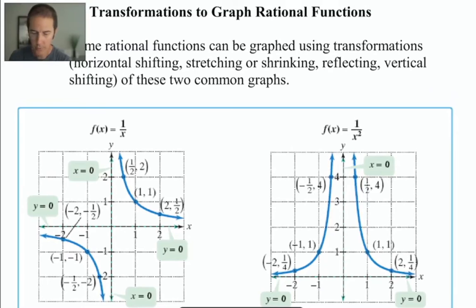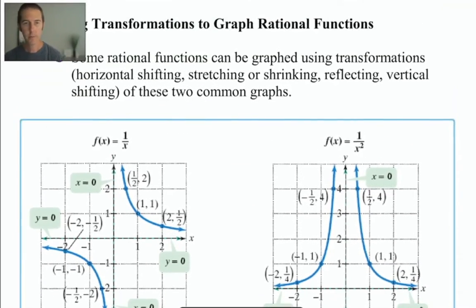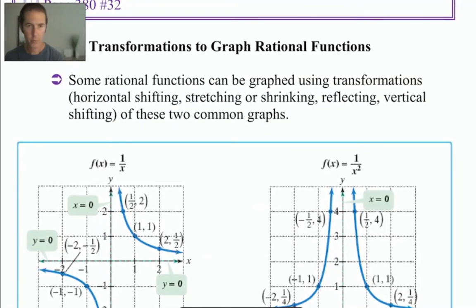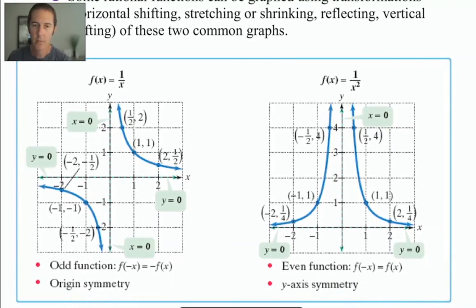Yeah, so using transformations to graph rational functions. You have gone through a lesson already about horizontal shifts and stretches or shrinks or reflections over the x or y axis. These are a couple of common rational functions. 1 over x on the left and 1 over x squared is on the right. And it should be noted that these two graphs exhibit different kinds of symmetry.